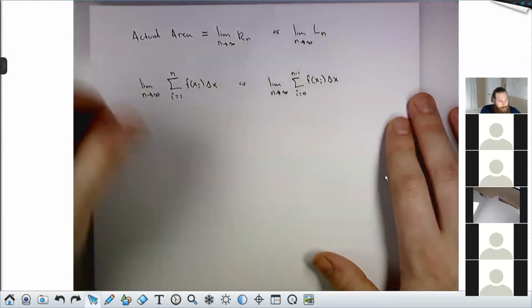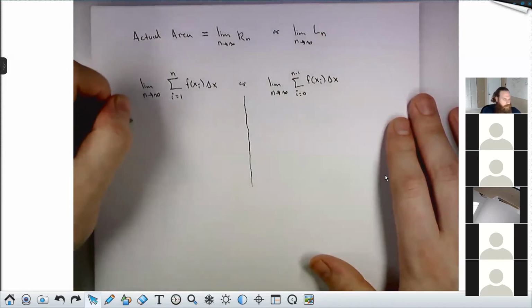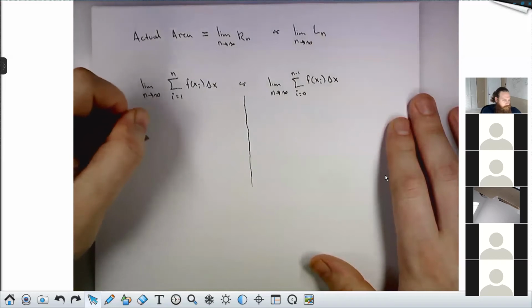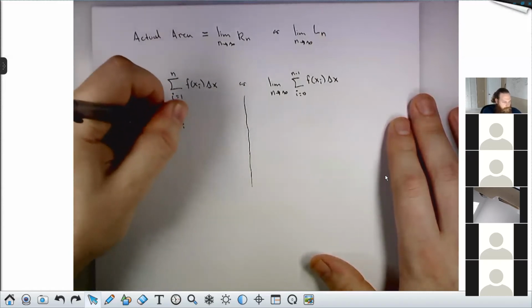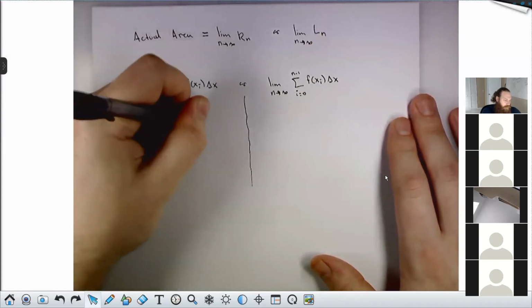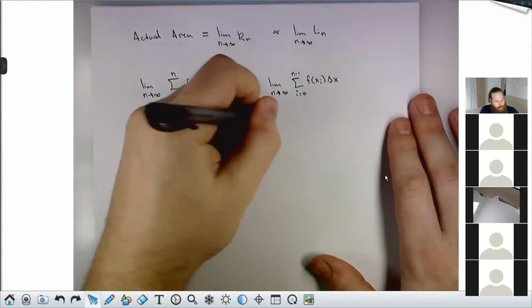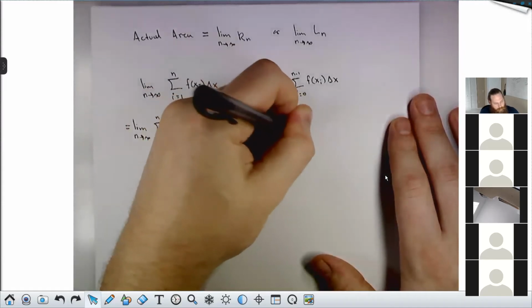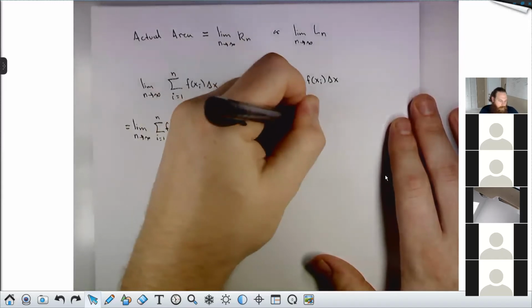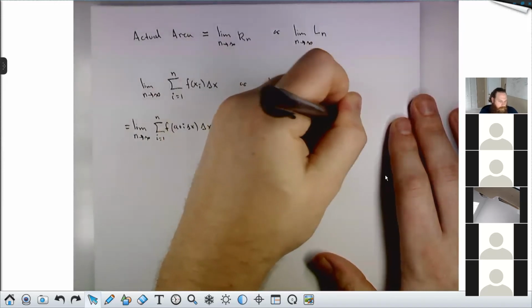And if you really want to plug everything in, have one formula that gives you it all in one go, this would be the limit as n goes to infinity, sigma i from 1 to n, f of, what is xi? It's a plus i delta x, times delta x. And over here, if you really wanted to boil it all down into one thing, would be the limit as n goes to infinity, sum from 0 to n minus 1, f of a plus i delta x, times delta x.